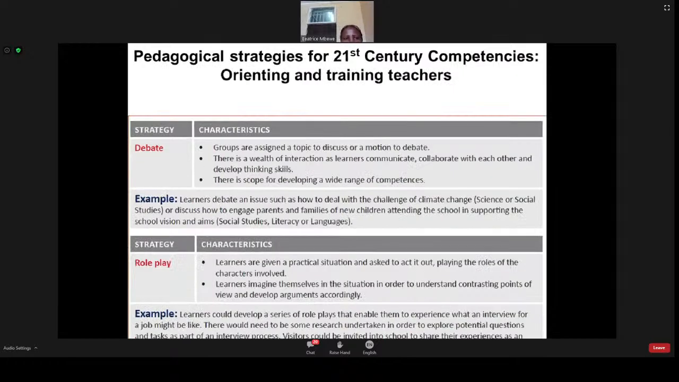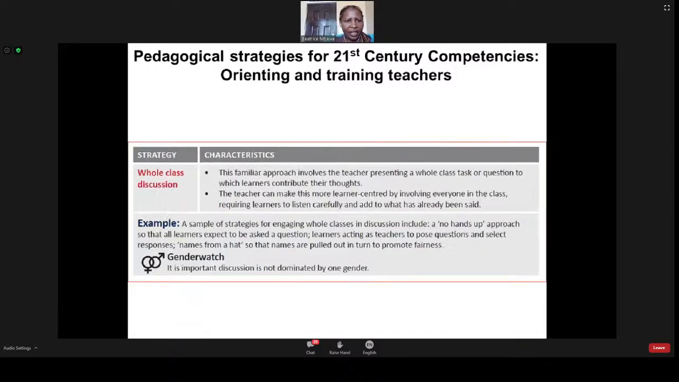We have other strategies such as debate and role play. These ones, as you can see from the examples, capture collaboration. And we have a whole class discussion where a number of the skills are used. It's not only collaboration or problem solving, but we have collaboration, problem solving, and actually self-management, because the pupils themselves take full control of what is happening in the class, where one pupil becomes the teacher, becomes the facilitator.